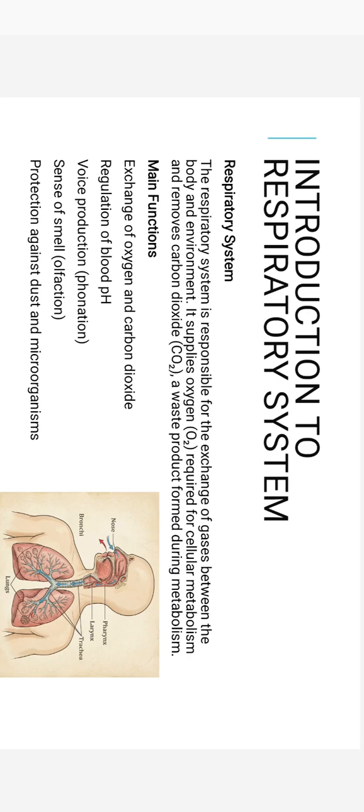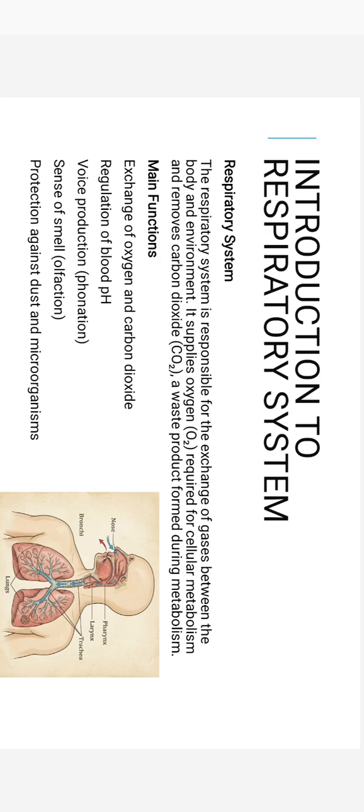Introduction. The respiratory system consists of organs and structures that help in breathing and gas exchange. Its primary role is to maintain adequate oxygen supply and remove excess carbon dioxide from the body. The major function is gas exchange. Oxygen enters the body through inhalation and reaches body tissues through blood circulation. Carbon dioxide produced in tissues is transported back to the lungs and removed during exhalation.